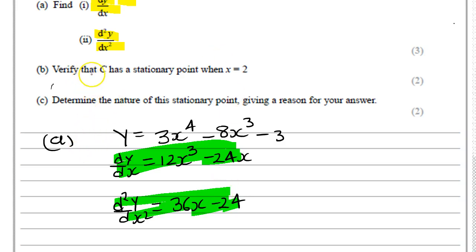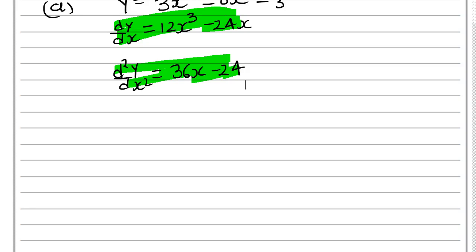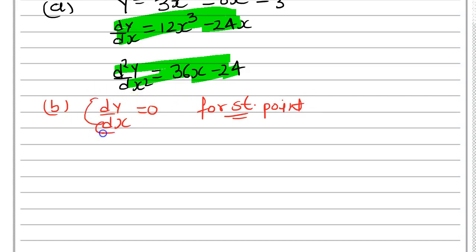Now part b is saying verify that C has a stationary point when x is equal to 2. Okay, so we need to verify that stationary point. You need to know, when we are talking about a stationary point, what does stationary point mean? A stationary point is when dy/dx is equal to 0. That is for a stationary point, dy/dx equal to 0. So this you need to remember. If you don't know, then it will be difficult to calculate.